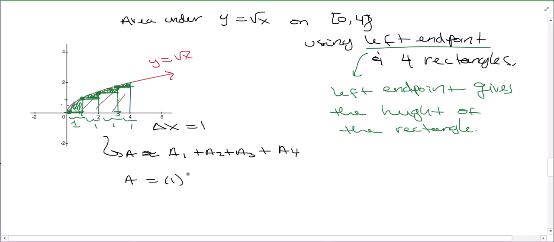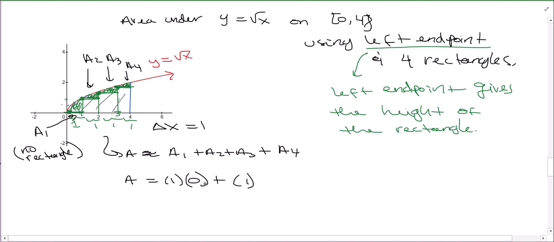So times the height. Now the height here using the left endpoint is given by, on 0 to 1, it's 0. So essentially A1, there's no rectangle there because there's no height. And so this is my A2, A3, and A4, right? And that is my A1, which is really no rectangle because the height is 0, because we're using 0 as the endpoint for the height.